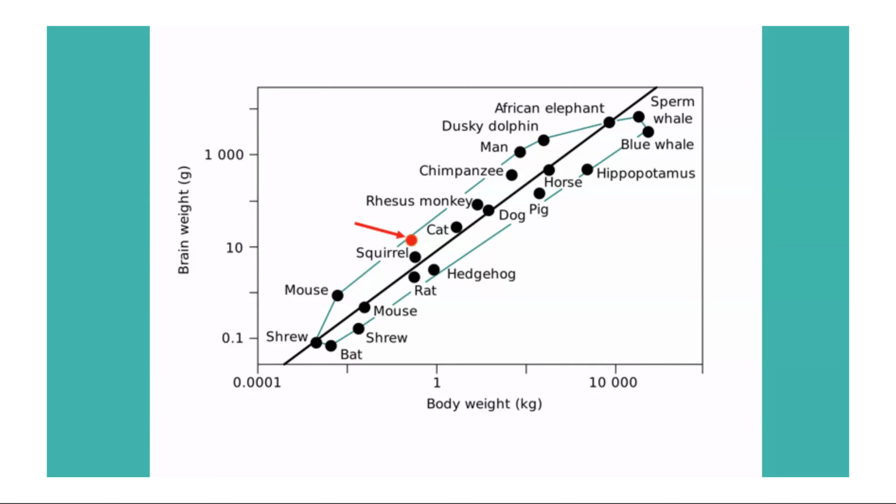Now, in the sciences, you'll often be asked to interpret numerically a graph as well. And so for this one, I asked people to try and calculate the brain to body weight ratio of the rhesus monkey. And if you just take a pause and have a look at that, see how you would do that.